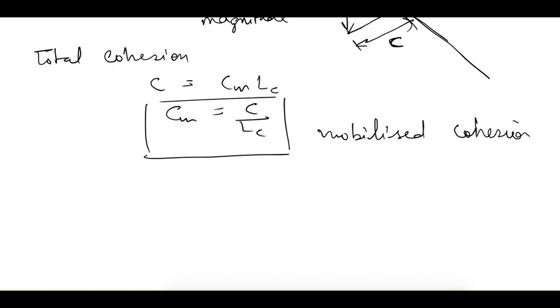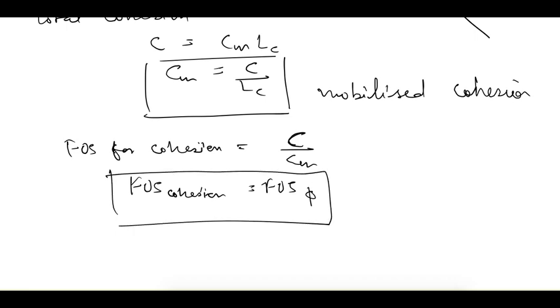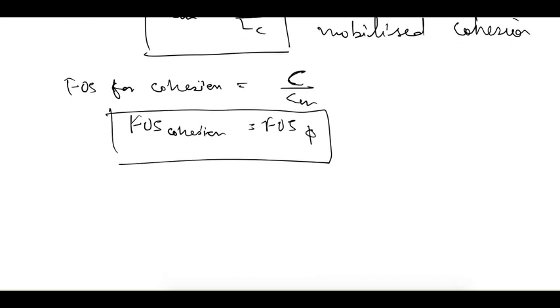Now we can find out the factor of safety for cohesion as C upon Cm, and if this factor of safety against cohesion is equal to factor of safety against internal friction, then our analysis is correct, or otherwise we repeat the procedure. So that's it for this one.